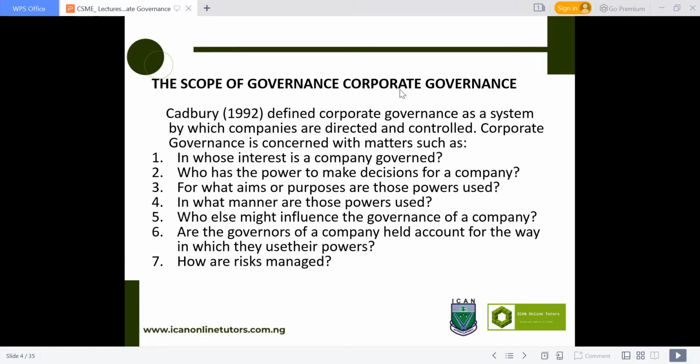So what are some of the questions that corporate governance is going to give answer to? In what interest is the company governed? The company should be governed based on the interest of the shareholder, based on the interest of the principal.